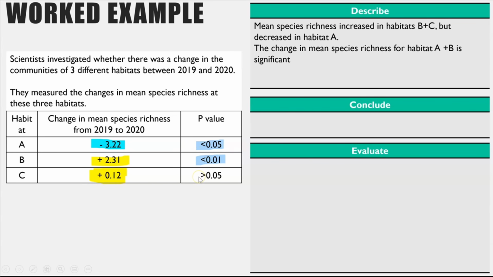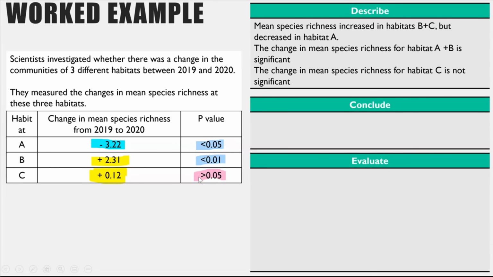So that leaves my final description. For habitat C, the mean change in species richness is not significant. We know that because we have more than 5% probability the difference is due to chance, and if it's over 5%, it is not significant.